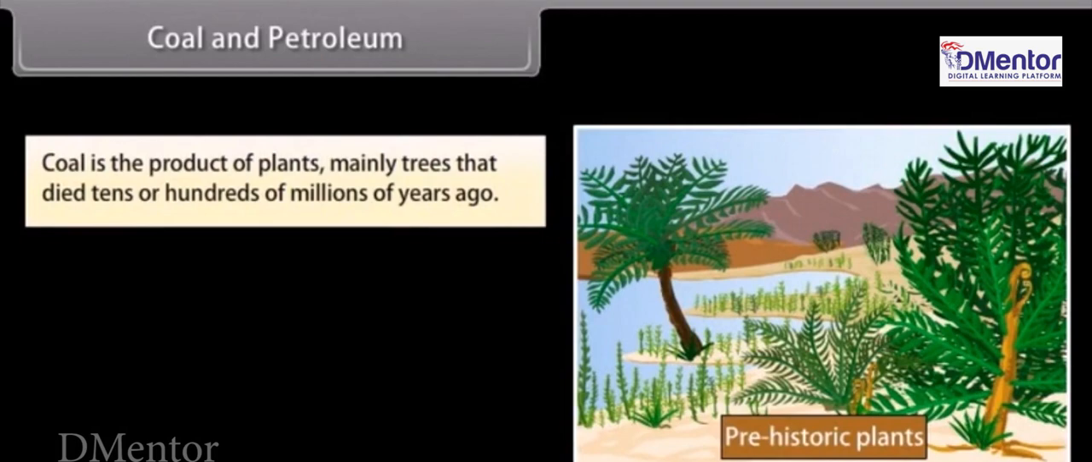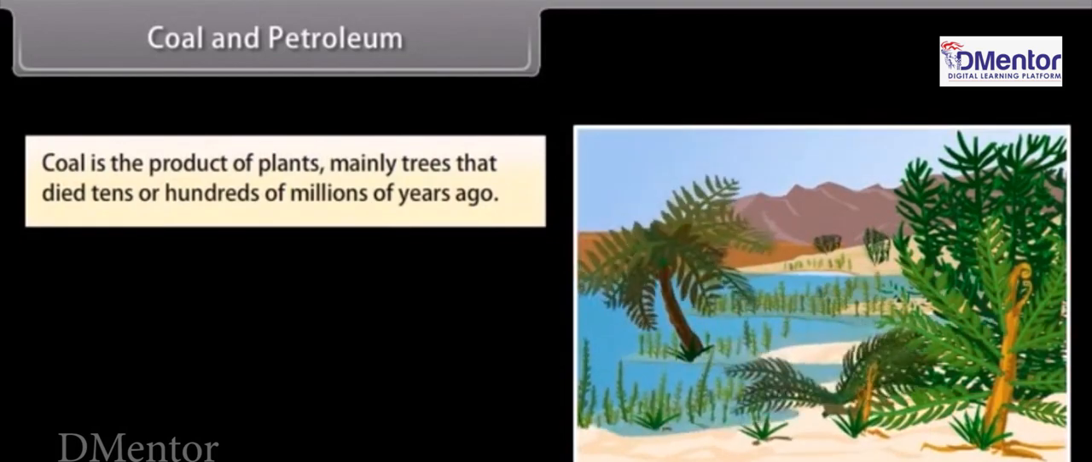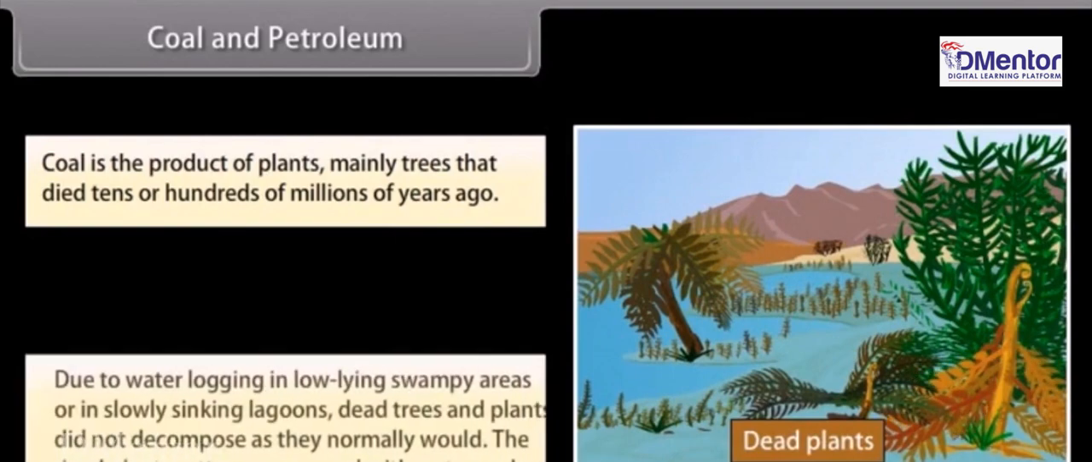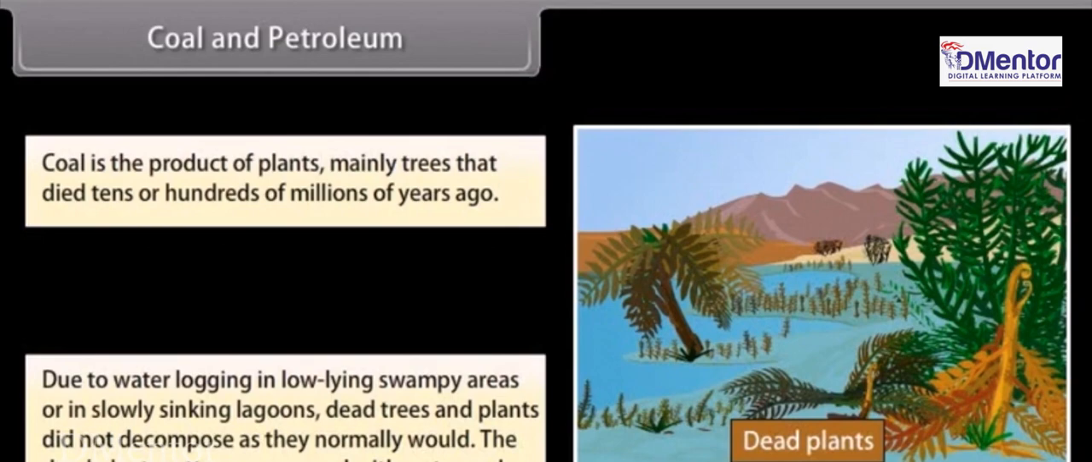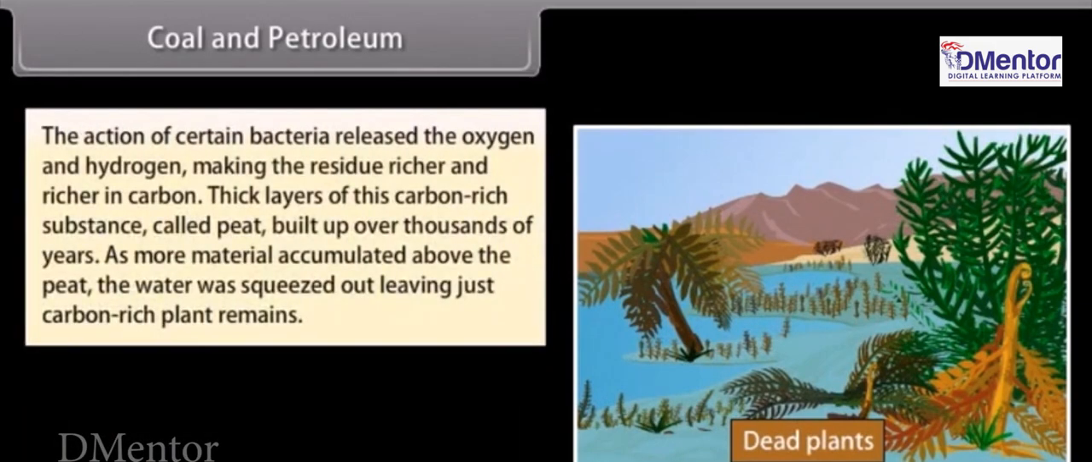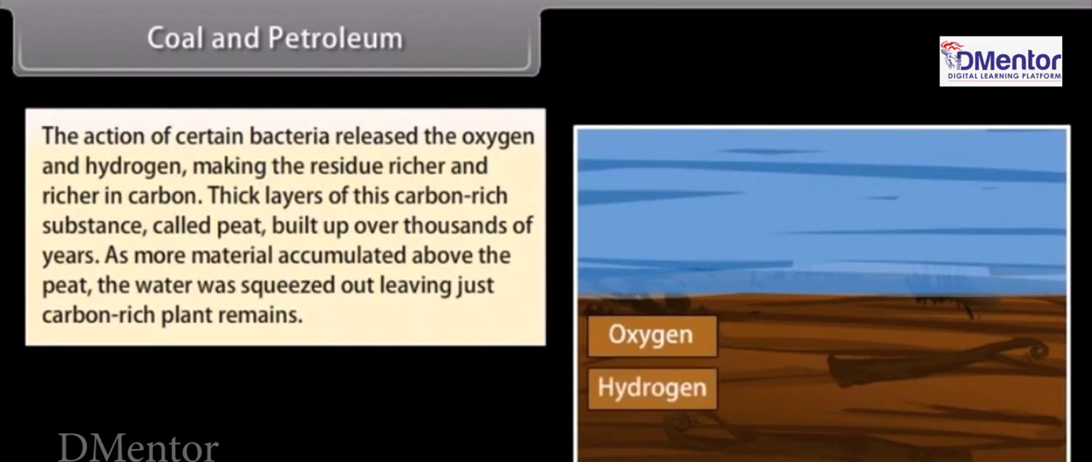Coal is the product of plants, mainly trees that died tens or hundreds of millions of years ago. Due to waterlogging in low-lying swampy areas or in slowly sinking lagoons, dead trees and plants did not decompose as they normally would. The dead plant matter was covered with water and protected from the oxidizing effect of air. The action of certain bacteria released the oxygen and hydrogen, making the residue richer and richer in carbon. Thick layers of this carbon-rich substance, called peat, built up over thousands of years. As more material accumulated above the peat, the water was squeezed out, leaving just carbon-rich plant remains.